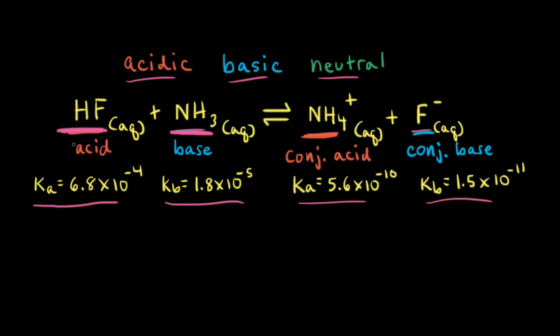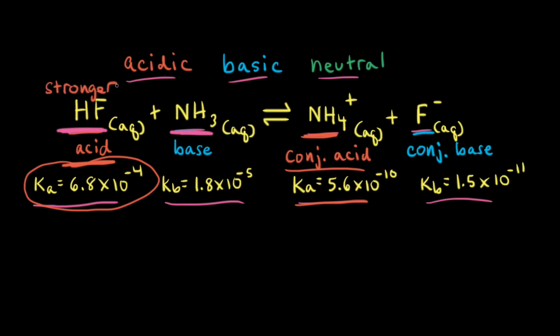So looking at our two acids, hydrofluoric acid and the ammonium cation, the Ka for hydrofluoric acid is a higher value than the Ka for the ammonium cation. Therefore, hydrofluoric acid is the stronger acid of the two. And for the two bases, we have ammonia and we also have the fluoride anion. Looking at the Kb values, the Kb value for ammonia is higher than the Kb value for the fluoride anion. Therefore, ammonia is the stronger base of the two.